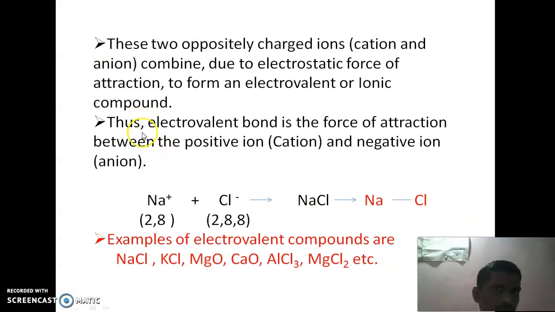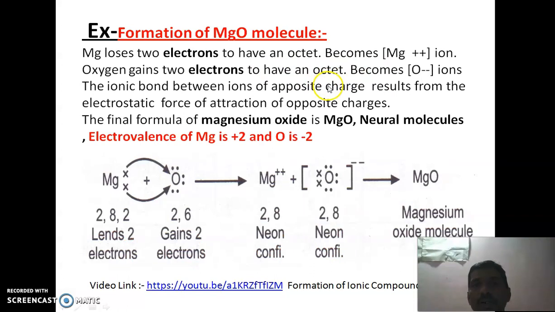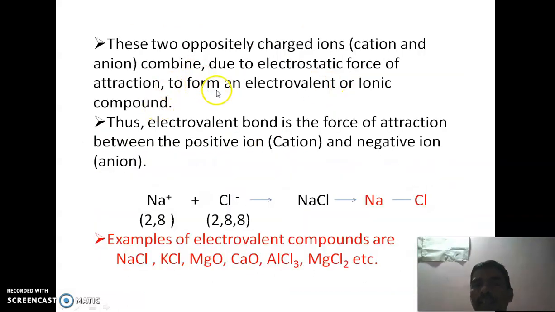Now next, that is the formation of cation and anion. These two oppositely charged ions, cation and anion, combine due to the electrostatic force of attraction and form an electrovalent or ionic compound. Thus the electrovalent bond is formed by the force of attraction between the positive ions and negative ions, that is cation and anion.